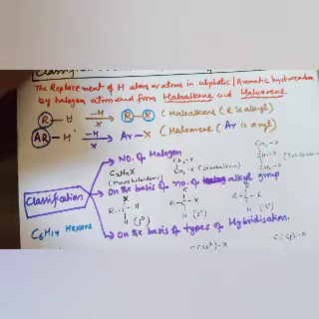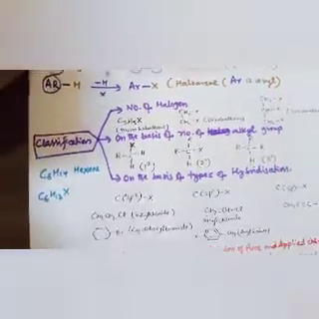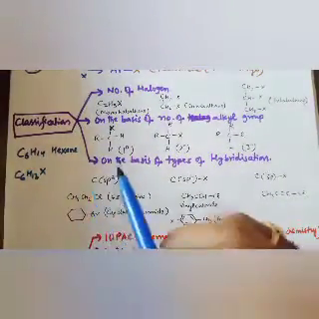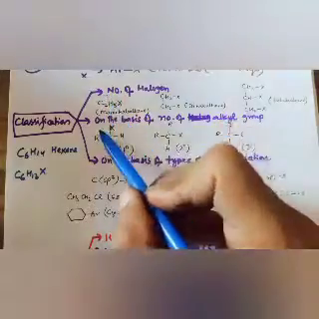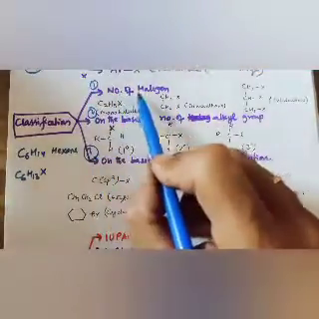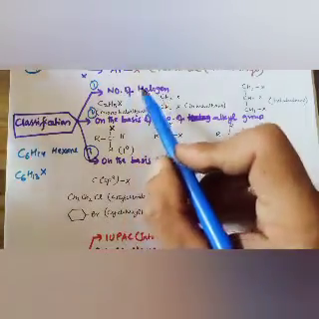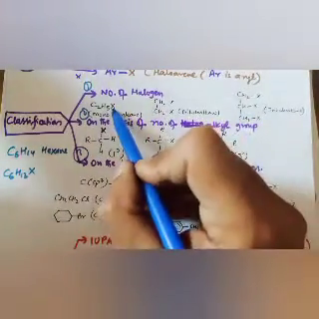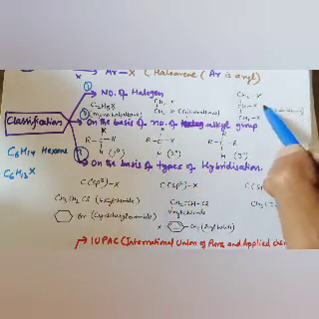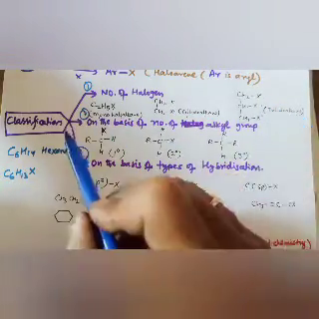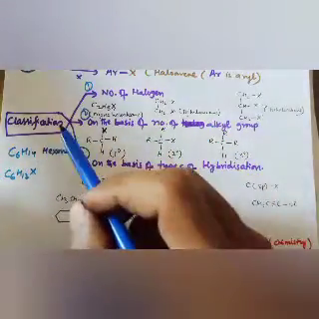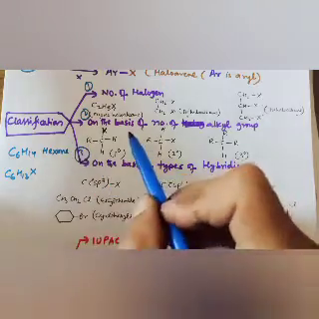Okay. Now in the same way, if we talk about classification, it can be classified in three different ways: number 1, number 2, and number 3. The first depends on the number of halogens. If one halogen is there, it is called monohaloalkane. If two halogens, dihaloalkane. If three halogens are there, trihaloalkane. Similarly, the haloalkane and haloarene can be classified on the basis of the number of alkyl groups.